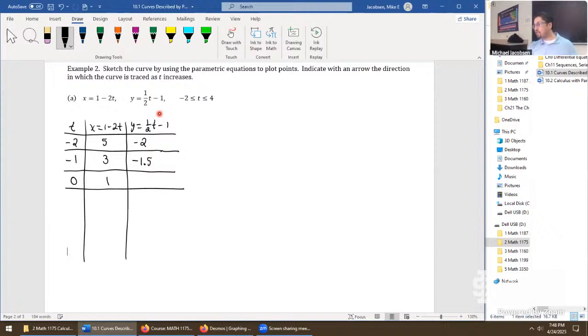We'll get a 1 for X, -1 for Y. Now the parameter is 1. Now it's 1 minus 2 for a -1 on X. This time it's a 1/2 minus 1, so a -0.5. But look what's happening to the Y coordinates. They're changing, they're increasing in just a normal, predictable way. Means there's a slope here, right? It's increasing in the same kind of way the X value is increasing.